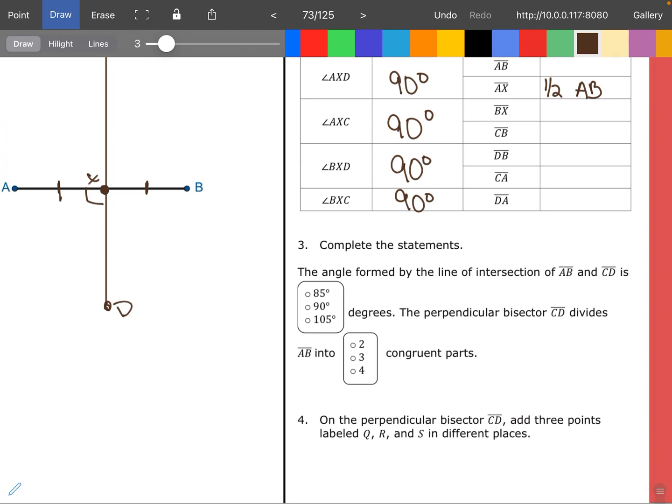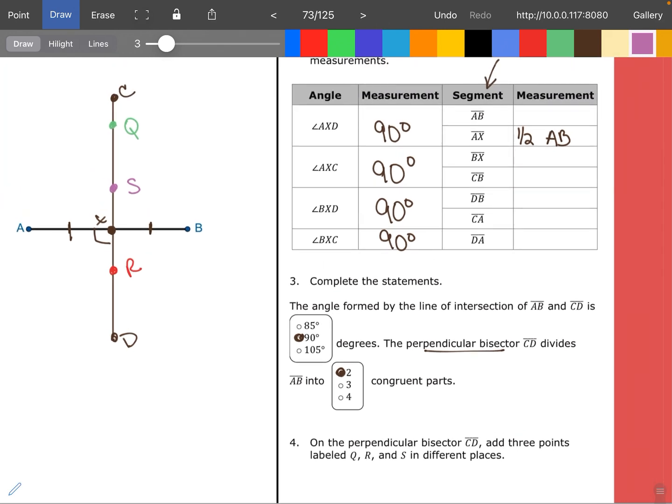The angle formed by the line of intersection of segment AB and CD is 90 degrees. The perpendicular bisector CD is going to divide AB into 2 congruent parts. Part 4 wants us to add some more points in there. So I'm going to go ahead and add those points in there. Add 3 points labeled Q, R, I'll put S right here. It doesn't matter, just as long as they are on that perpendicular bisector.